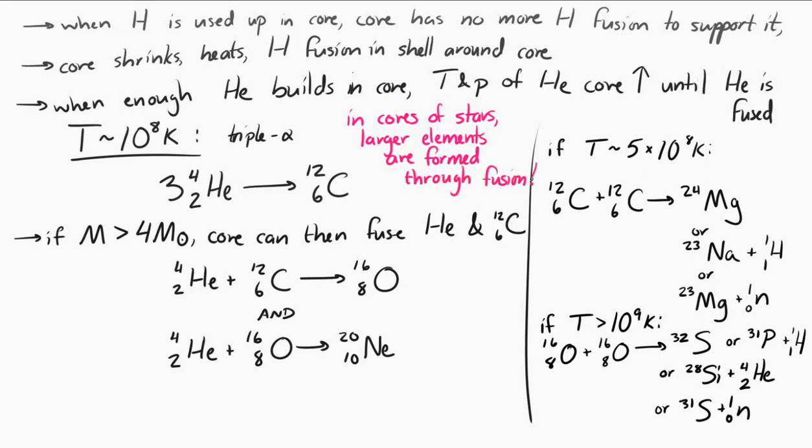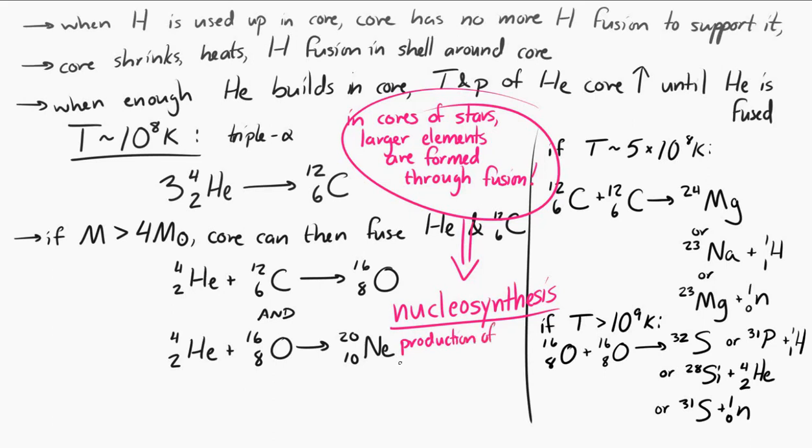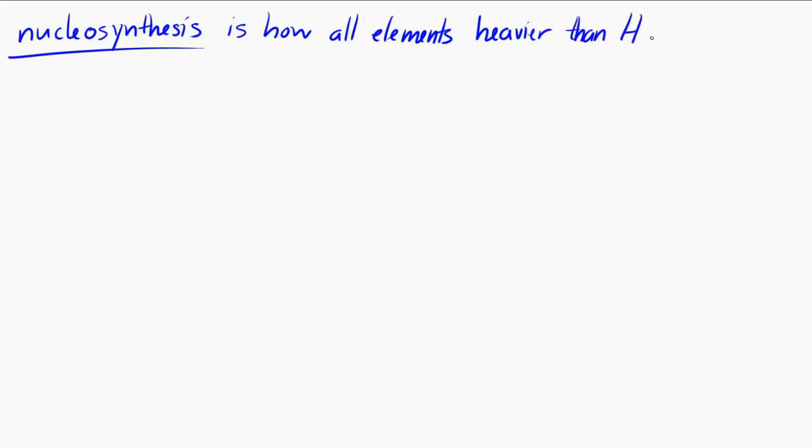And this is called nucleosynthesis. It's the production of heavier nuclides by fusion in the cores of stars. And this is very important because this is how elements heavier than hydrogen are formed. The universe is primarily made out of hydrogen. The way that heavier elements are created is in the cores of stars.